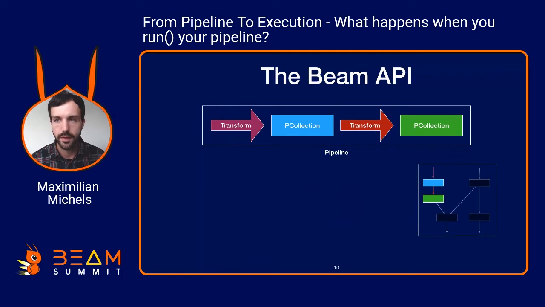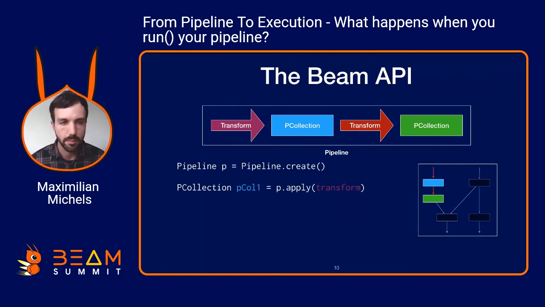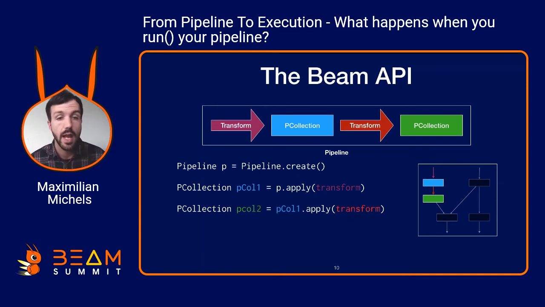So how does this look in the API? Well, we create the pipeline. We bootstrap the first PCollection using a transform which takes the pipeline as an input, so kind of a source transform. And then we can produce a new PCollection by applying a transform to the first PCollection. And this goes on, and finally we run it.